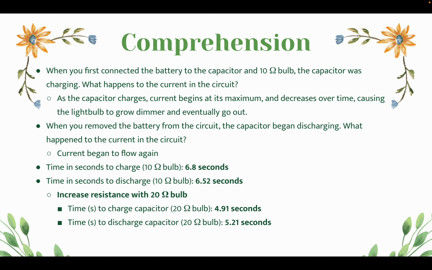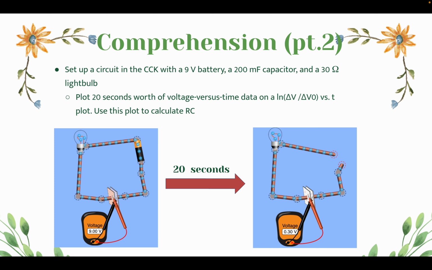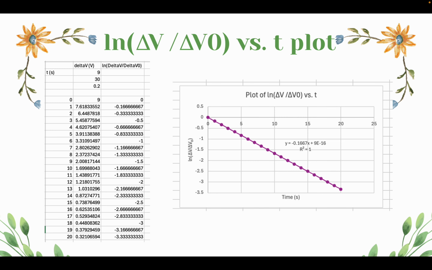Here are my times to charge and discharge with the 10 ohm bulb and 20 ohm bulb. Theoretically, these values should be the same when all else is held constant, but there is some human error in my time recording on my phone. Then I was instructed to create a circuit and plot my voltage versus time data. Here's an image of my 2 circuits, before and after I removed the battery, and the right image shows the circuit disconnected because at the end of the 20 seconds I quickly disconnected my circuit.